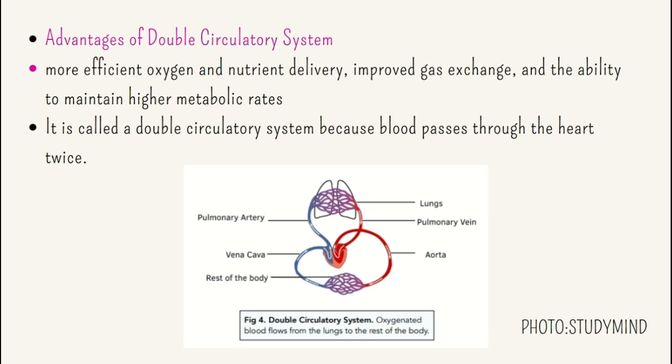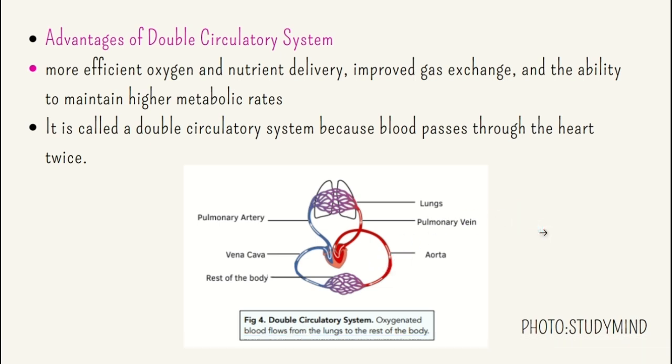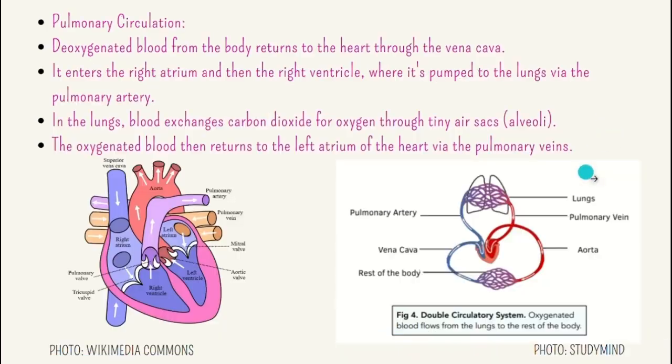So this is why the double circulatory system is necessary, and it's called that because it passes through the heart twice, right? So just bear in mind, if you look at this diagram, that the blood gets oxygenated in the lungs, right? So from the lungs, that is where it gets the oxygen from. Just know that. Now, as relates to circulation, we're going to talk more about that.